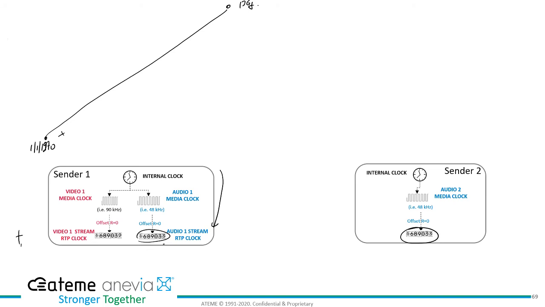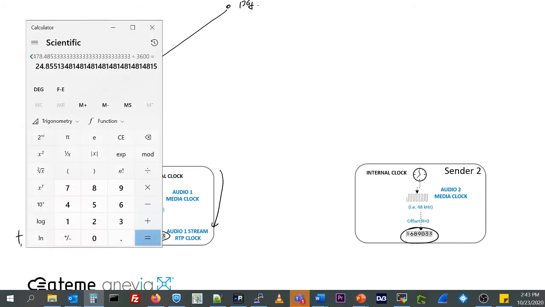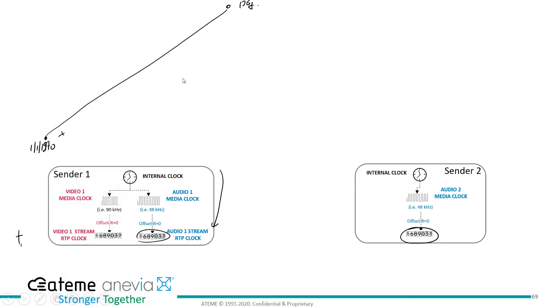So it's like 2 to the power of 32 divided by 48,000. We end up with something, I made a calculation just before. It's 8,000 minutes, so it's 24 hours and 85, not 85. So anyway, it's wrapping very, very frequently here. So it's to do something like this, basically.